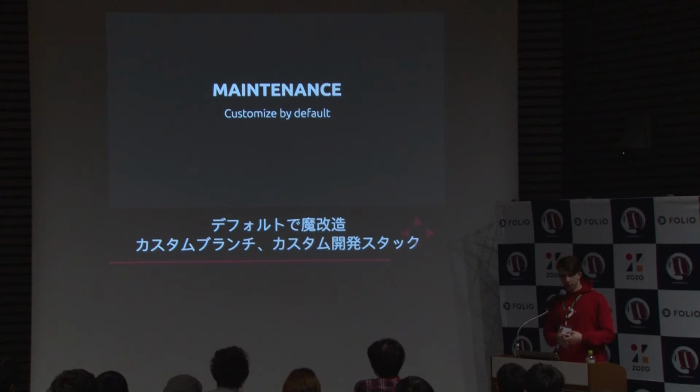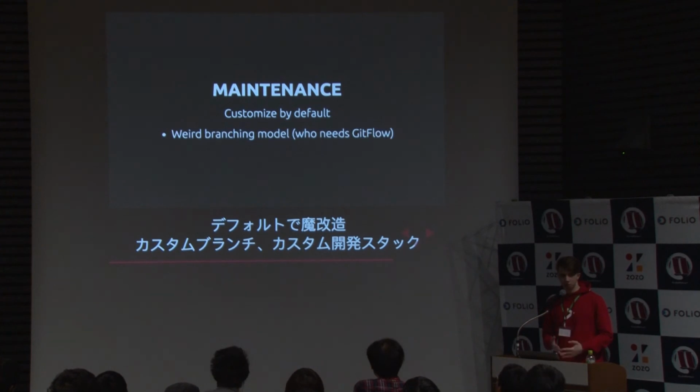So another great way to mess up your project is customizing by default. For example, start your project by using a weird branching model. So just start by doing something you like most, and then when you have grown your team and you need to bring new people and explain to them why the release branch is the target of the PR from master or such weird things.